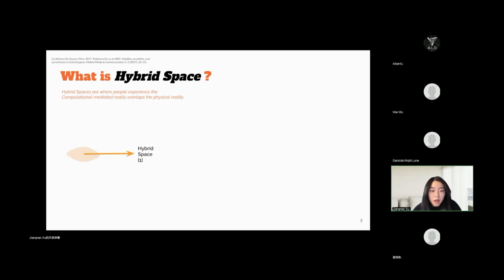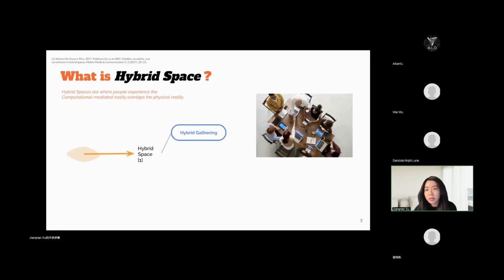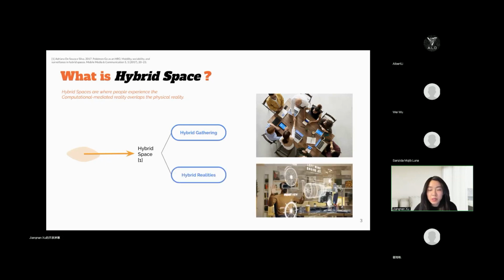Hybrid space today is commonplace, although it's a term coined in 2017, which is much younger than most of us. And there are two basic formats of that. The first is hybrid gathering, which is our topic today. And the other is hybrid realities.